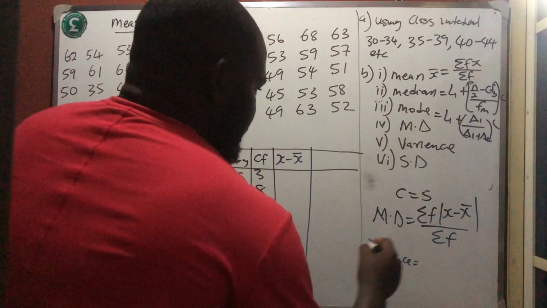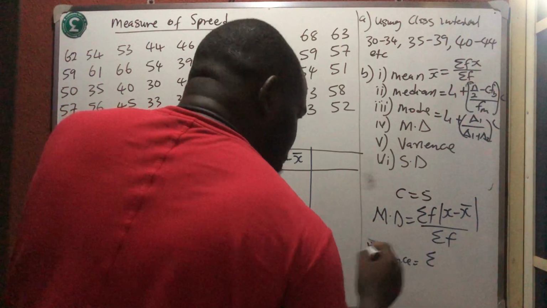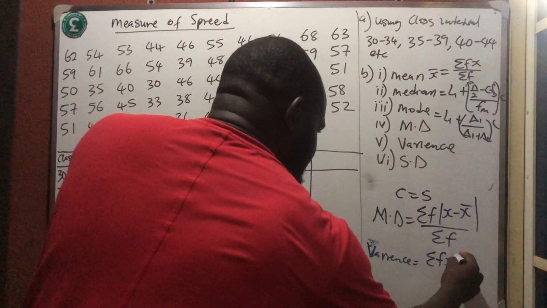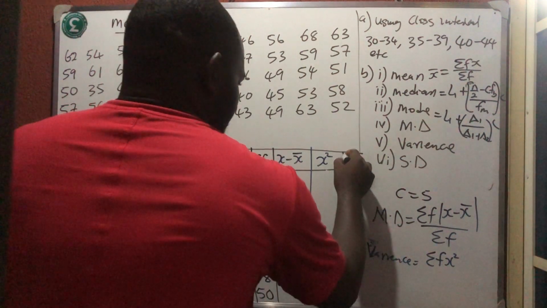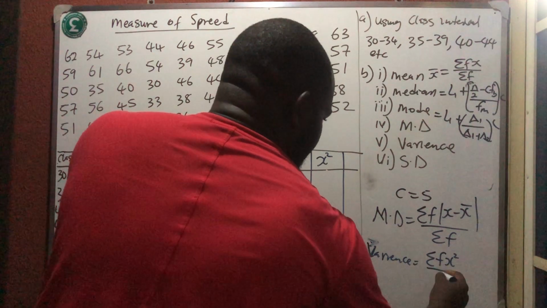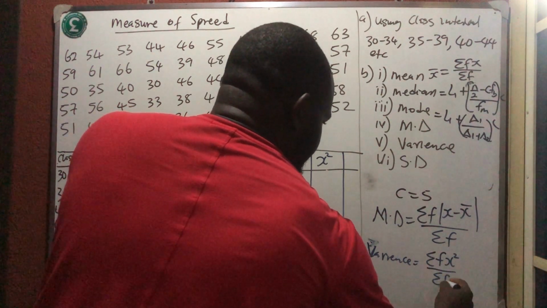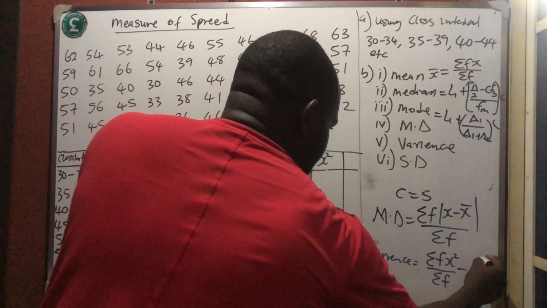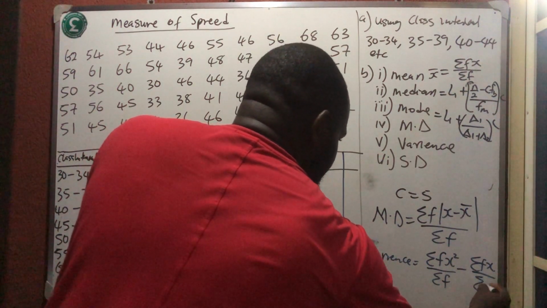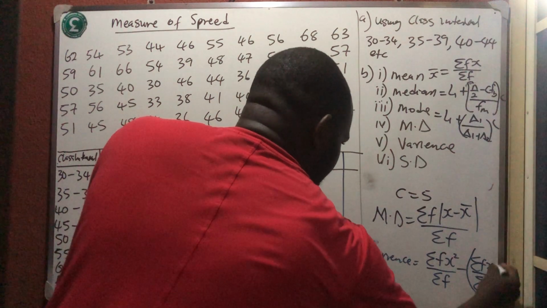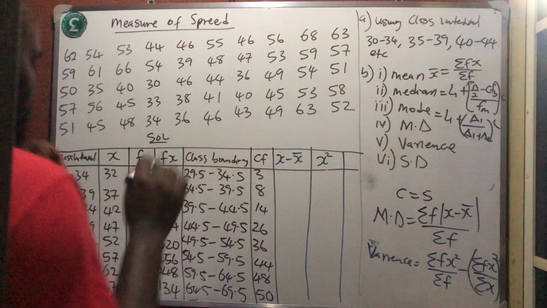is simply the summation of f of x squared, so we need x squared. Okay, summation f x squared all over summation f, minus summation fx all over summation f, all squared. Okay, so these are the only two things we need now.